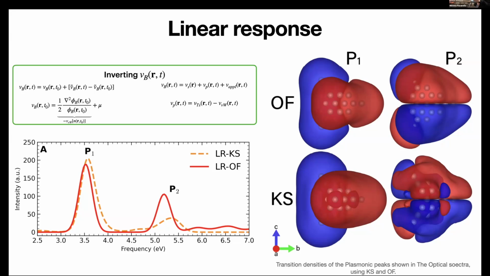And we can also observe the transition densities for the first plasmonic peak given by orbital-free and Kohn-Sham, where we can see a similar distribution of the electron transition density in space. And we can also observe the second plasmonic peak, which has, in both cases, a quadrupole distribution of the electron density. Now, what happens if we scale the electron-electron interaction?